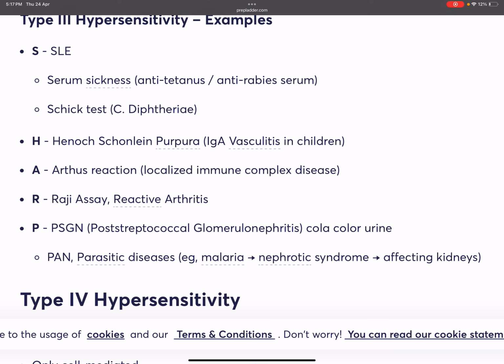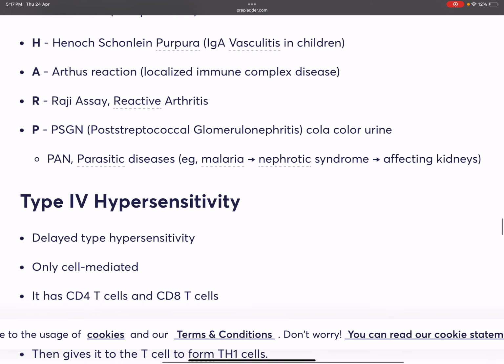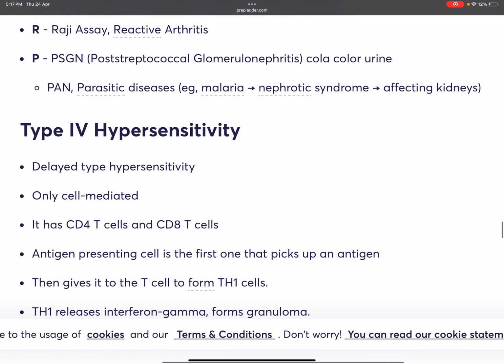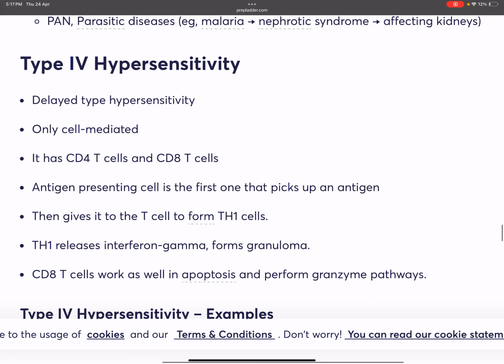There are 2 questions covering this. You know this, right? For H, Arthus reaction, a localized immune complex disease. R is for reactive arthritis. P is for PSGN, post-streptococcal glomerulonephritis, which presents with cola colored urine. PAN also comes in this, and parasitic diseases also come in this, involving malaria and nephrotic syndrome, which affect the kidneys.